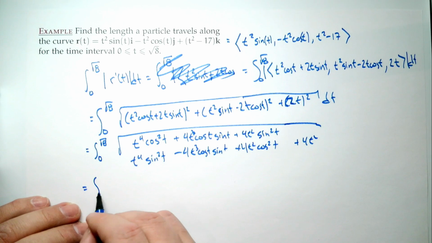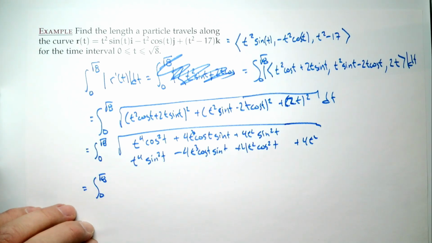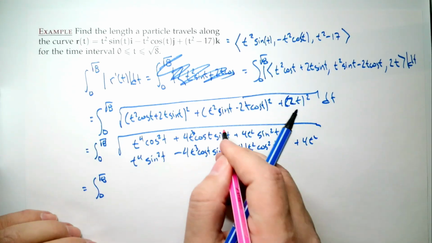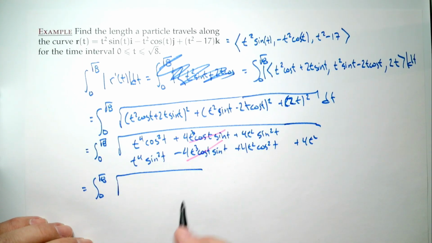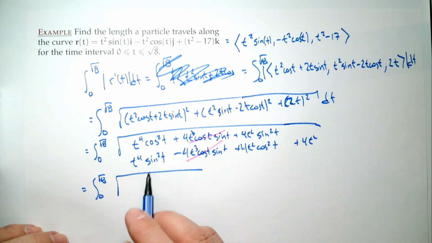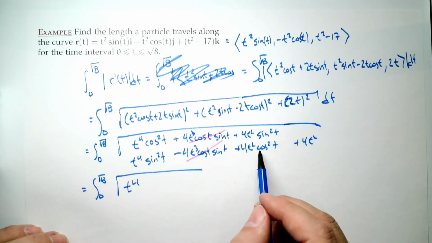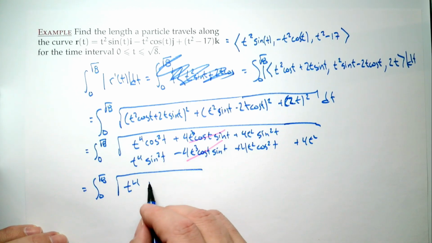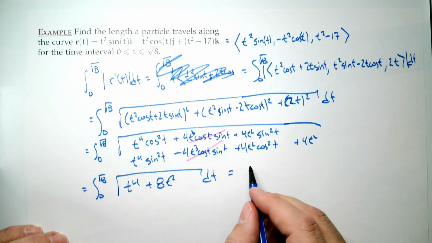Now, lo and behold, what happens? Things get nice because calculus is beautiful, so nice things should happen. Okay, what happens here? t to the fourth cosine squared plus t to the fourth sine squared? t to the fourth. 4t squared sine squared plus 4t squared cosine squared? 4t squared. And there's another 4t squared, so we're going to double down. That's going to make us 8t squared. It becomes beautiful.